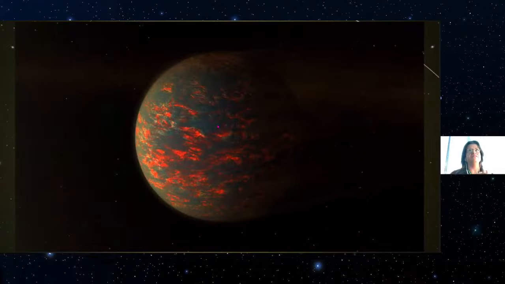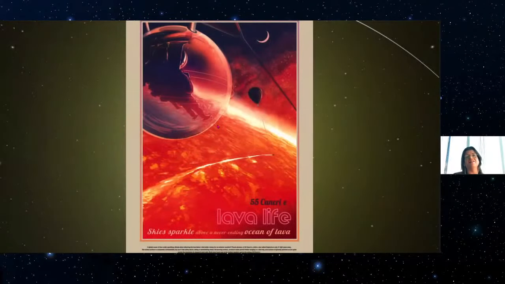And what scientists have been able to determine is that if what they think is right, the skies would sparkle because all the silicates in the sky would be reflecting the lava. And so the skies would be all sparkly, like a diamond sky, a really sparkly sky. And what NASA does to inspire imagination is make travel posters for these exoplanet systems. This is an astronaut going to 55 Cancri E: lava life, skies sparkle above a never-ending ocean of lava.